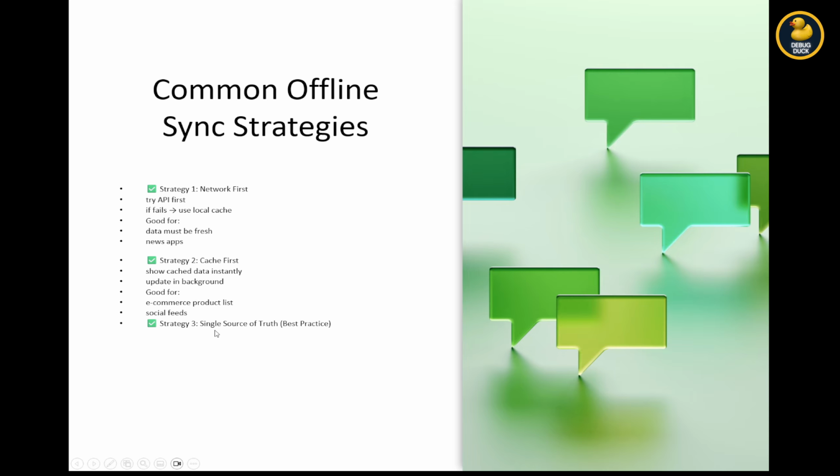And strategy number 3, single source of truth. Best practice. Room is the main source. The API only updates Room, and the UI always reads from Room. The result: consistent state, clean architecture, easy testing.